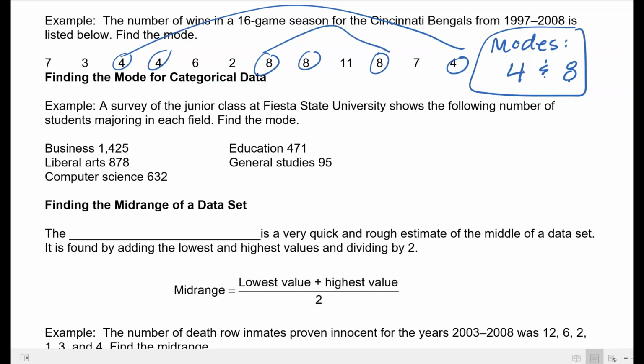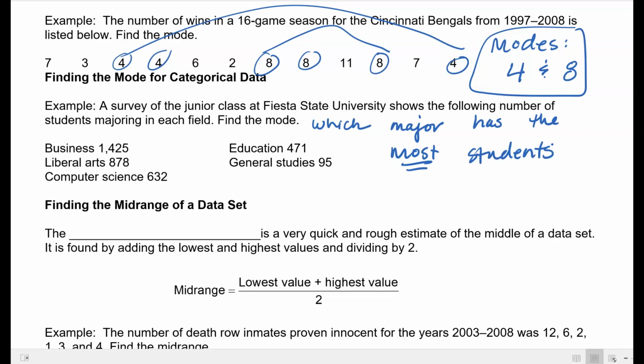This has to do with categorical data. So in this case, we're given a survey of the junior class at Fiesta State University, and it shows the following students majoring in each field. Find the mode. Basically what this is asking is which major has the most students, because that's what mode means.